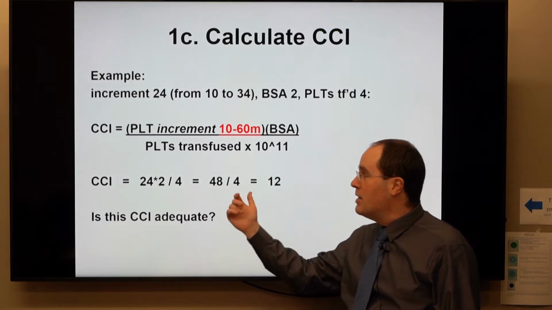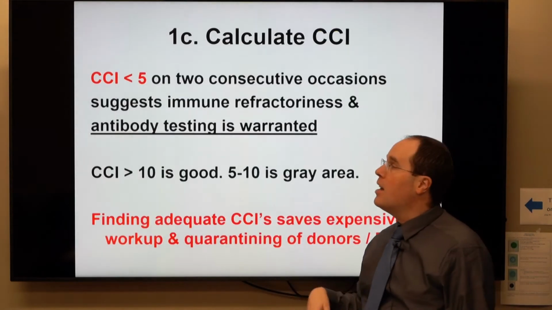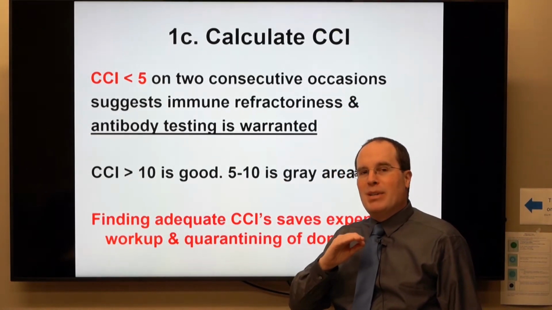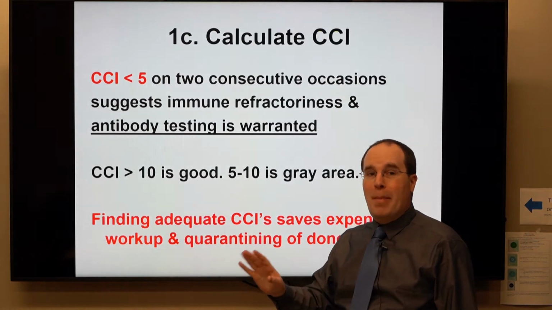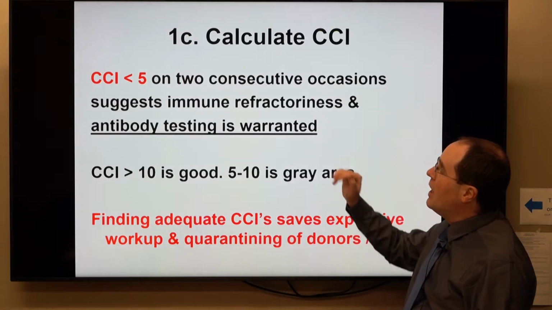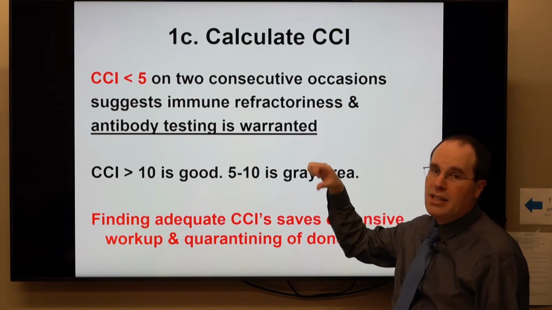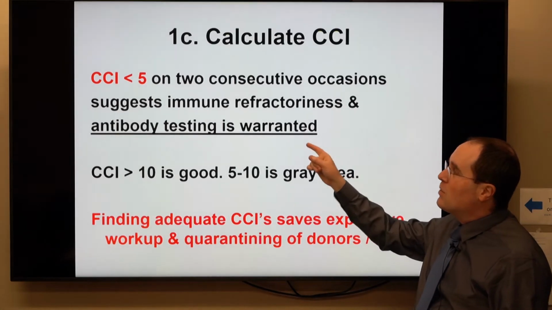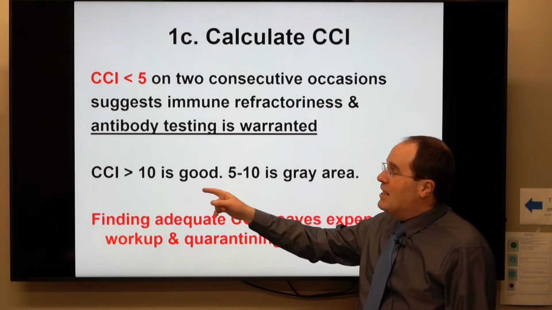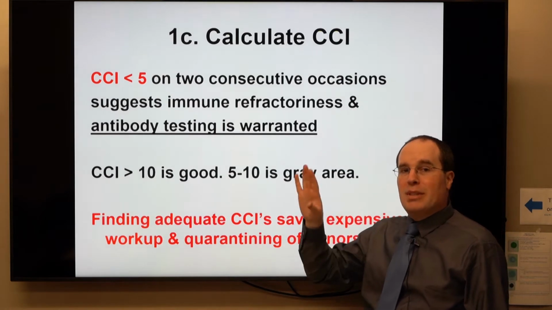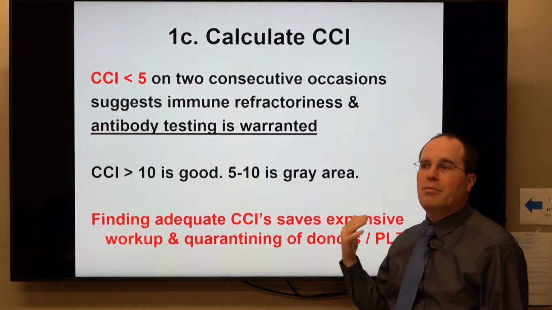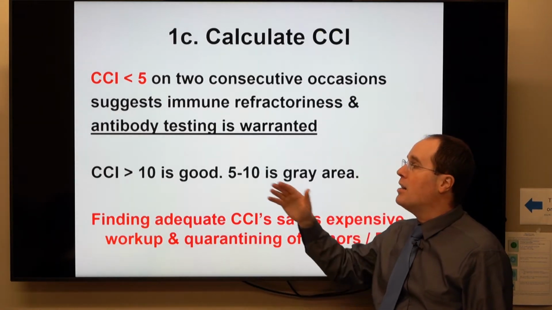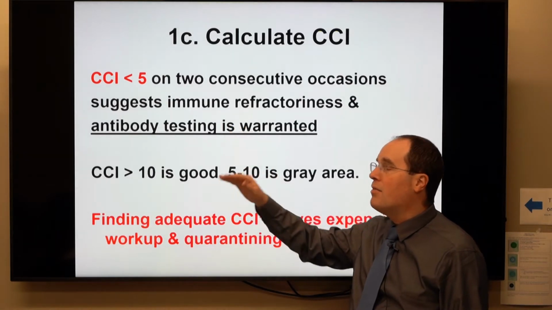Then the question is, okay, a CCI of 12, is that adequate? What makes a good CCI? The way I think about this is a CCI of 5 or less is a bad CCI or low CCI. And usually we think about if there are 2 consecutive CCIs that are low, that suggests immune refractoriness, and antibody testing is warranted. And then if a CCI is over 10, then that's unambiguously good. Whereas 5 to 10 is kind of a gray area. Some people say 7.5 is the cutoff. The way I think about it is 10 is good, 5 or less is bad, 5 to 10 is kind of in the middle.